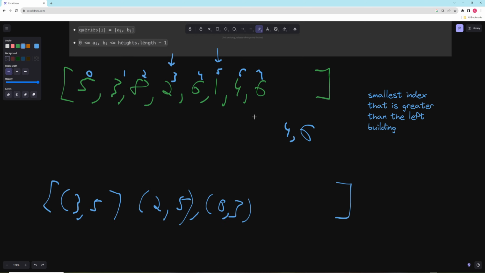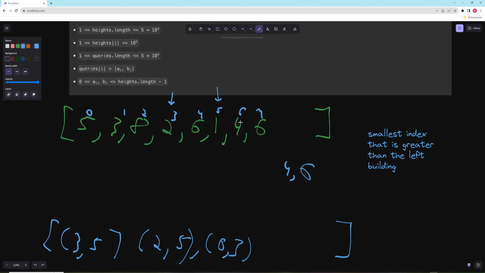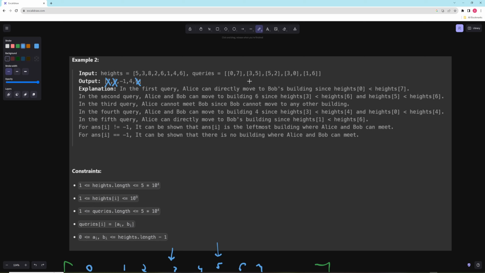our stack, the last location we filled was right over here, and our right building is still in the same place. So we don't need to add anything else to the stack. So once again, we're doing the same thing, except now our left building is 2. So we're looking for the first building that's bigger than 2. Well, that's this one again. So that's going to be index 6. So for this 2, 5 query, this index should be 6.